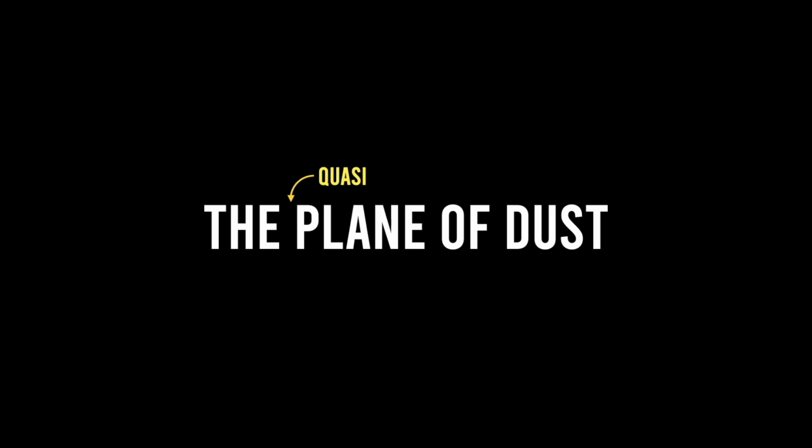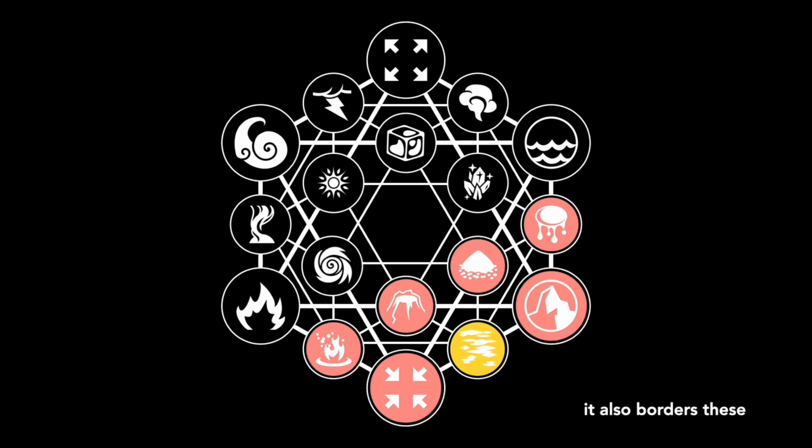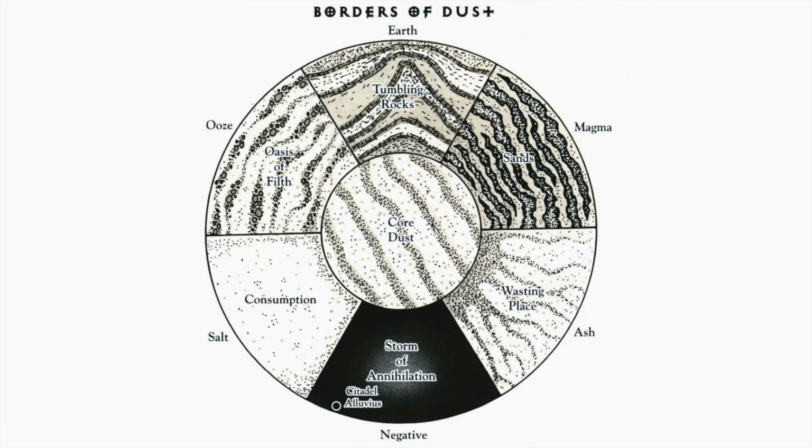Dust. The quasi-elemental plane of Dust sits between the plane of Earth and the plane of negative energy. At the border to the plane of Earth, the whole place is an open expanse of dusty ground. As you move farther, the dust piles up so that you have to wade through it. It becomes thick and pulls against you. When you get near the plane of negative energy, it becomes a sea of abrasive particles that's painful to swim through.